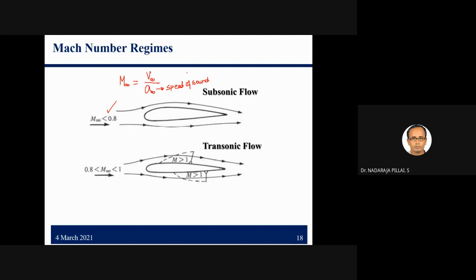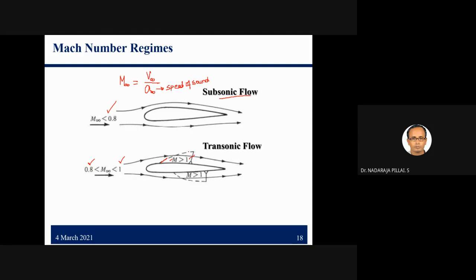So we had a discussion on why we need to consider the speed of sound in the last class. Okay, we can start. When the Mach number is less than 0.8, the fluid flow can be considered a subsonic flow. Now, what happens when the fluid velocity or Mach number is between 0.8 and 1? Even if the flow velocity is at Mach 0.8, at some point in the flow you will have a Mach number more than 1.